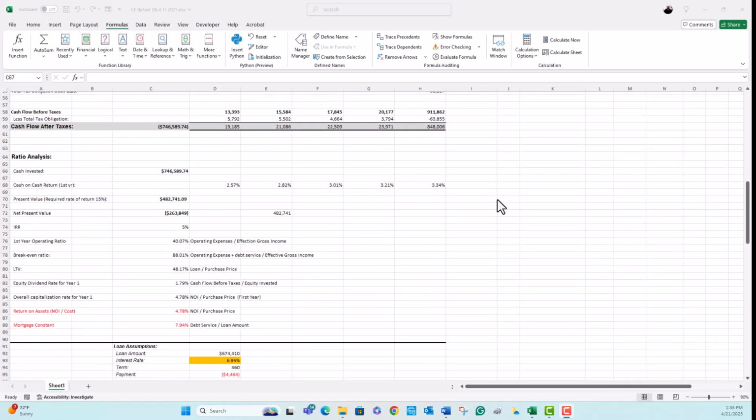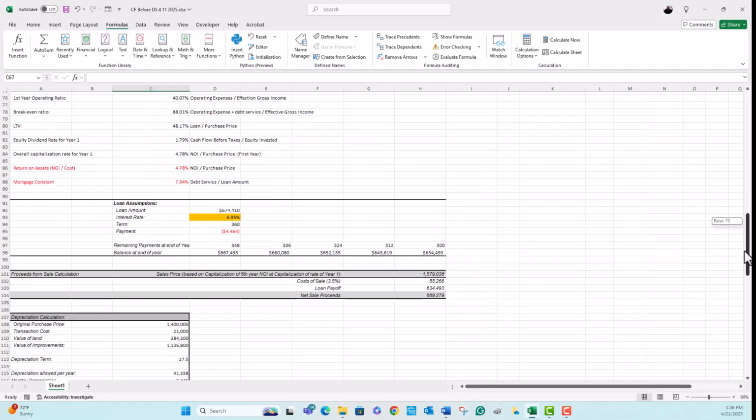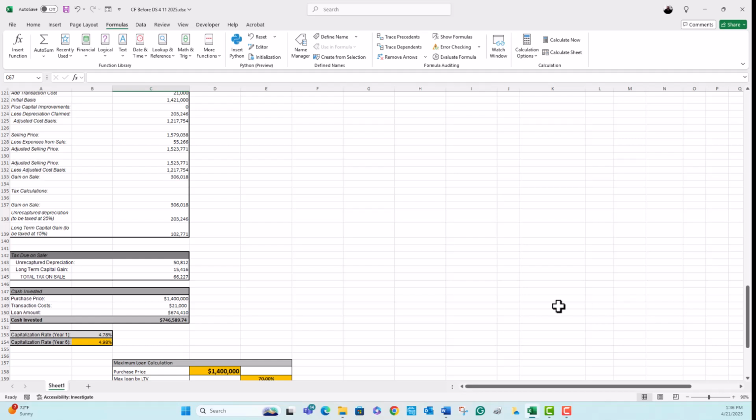So, what we did first was calculate the cash invested, $746,589, and that calculation appears below. I'll show you that, but we've talked about that quite a bit. We purchased it for $1,400,000, had $21,000 in transaction costs, and the loan amount was $674,410. Let's go back up.